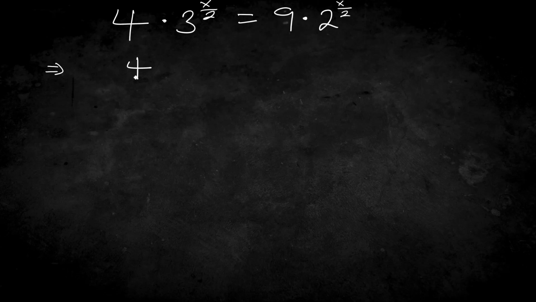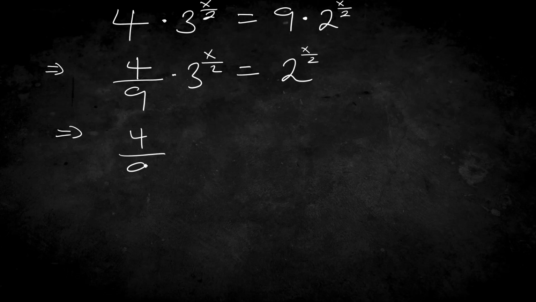So it will be 4 over 9 times 3 raised to x/2, and we have 2 raised to x/2. So let's also divide both sides by 3 raised to x/2. So 4/9 is the same as 2 raised to x/2 over 3 raised to x/2.